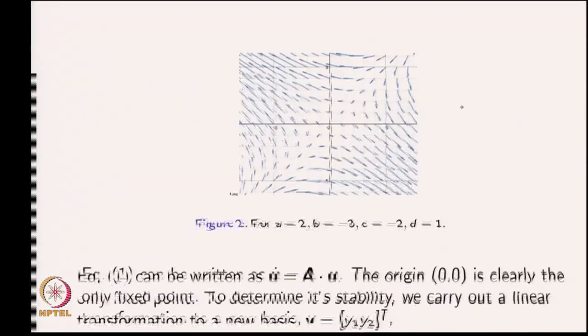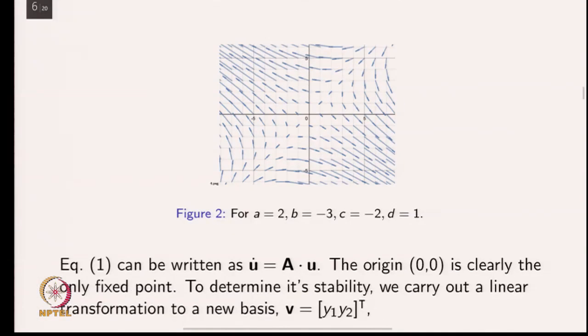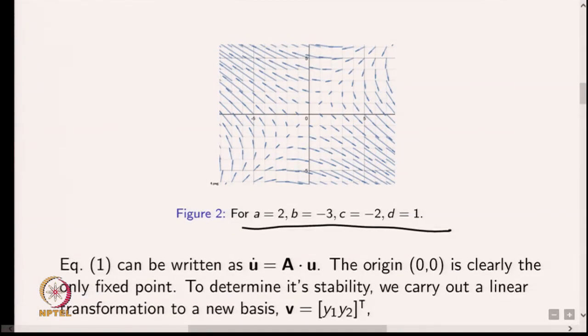All right. If I change a, b, c and d, for these values of a, b, c and d the flow is somewhat different, and here you can see that there are arrows pointing inwards along this direction and outwards along this direction.